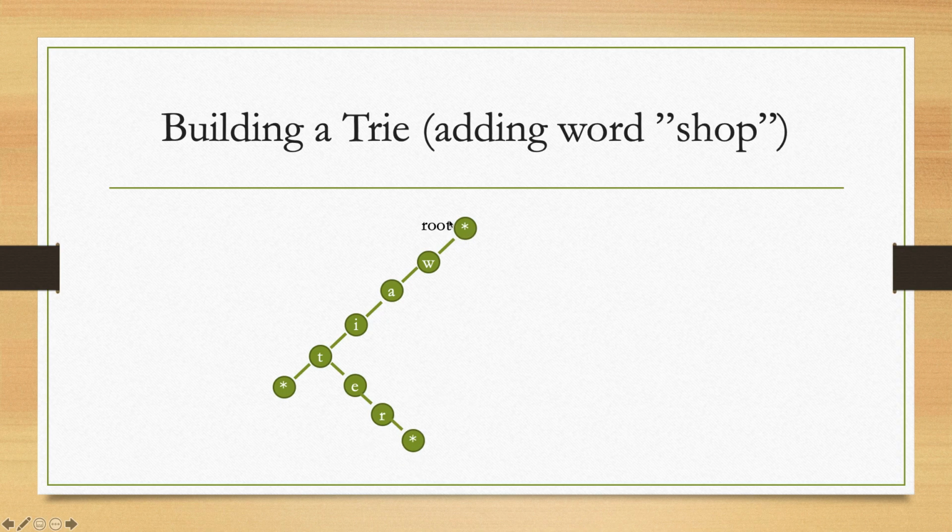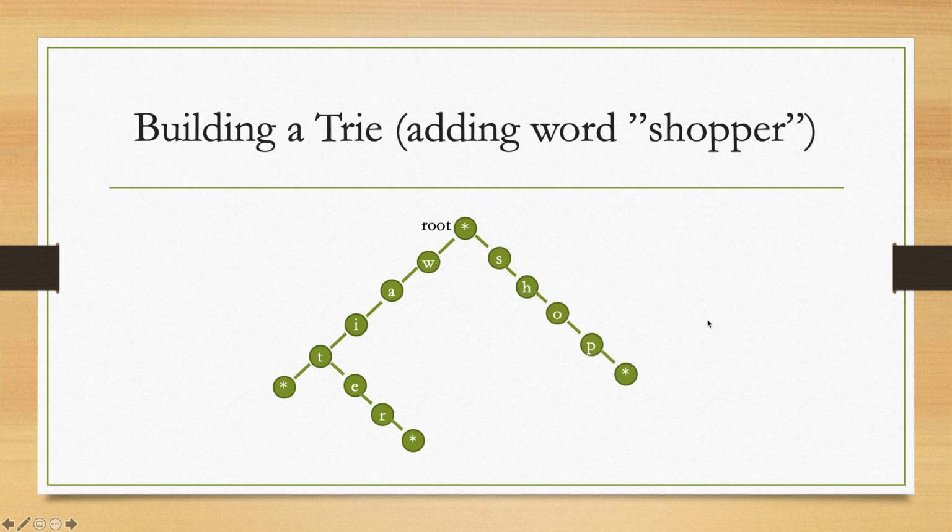Similarly for shop, we go from the very beginning, starting from the root. We add our S because S is not a child of the root. We add the H, the O, the P, and the star. And then for the last word, shopper, we start from the root and go down to the S because the S is already there, then the H, the O, the P, and then we add the P, the E, the R, and the star.